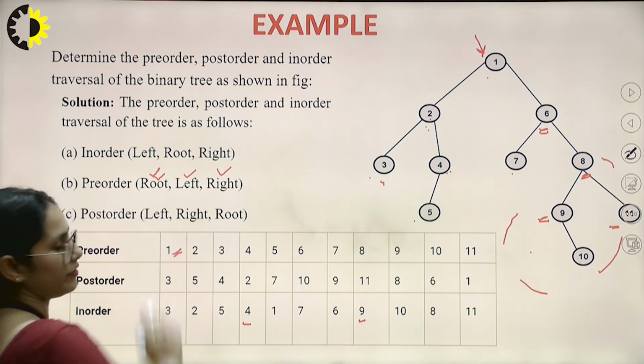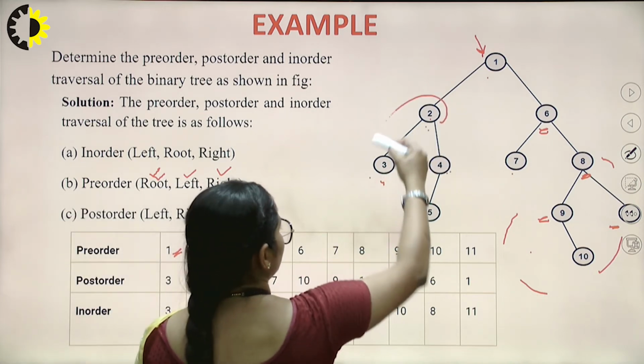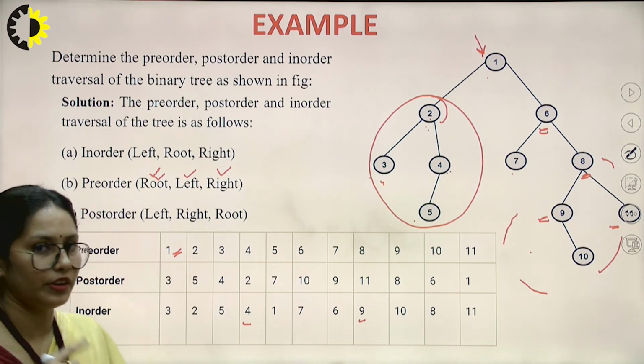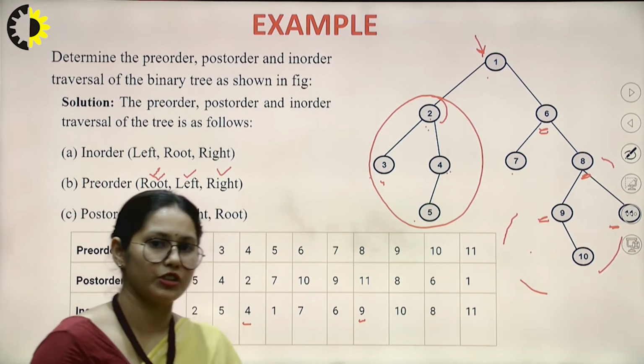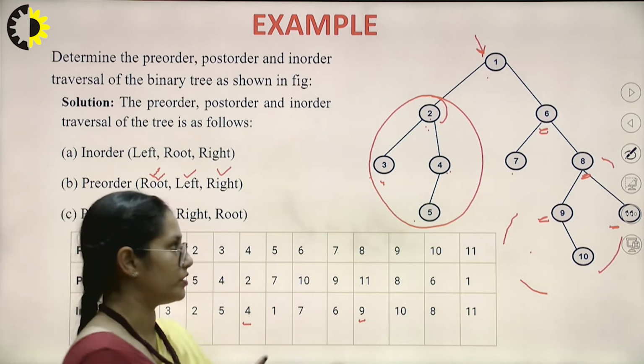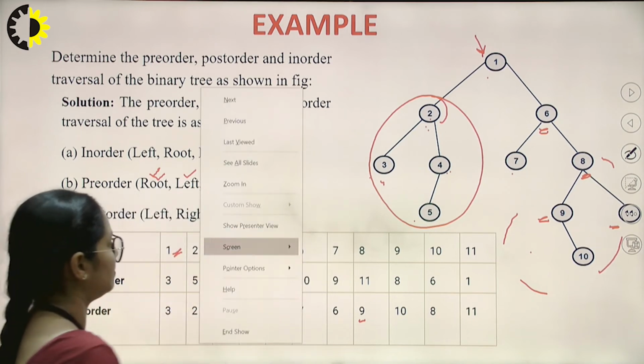After the root node, you have to go to the left part. So the left part here is this one. In this particular subtree, again the pre-order condition will apply. And what is the pre-order condition? That you have to write the root node first. So the root node here is again 2. So 2 will be marked.